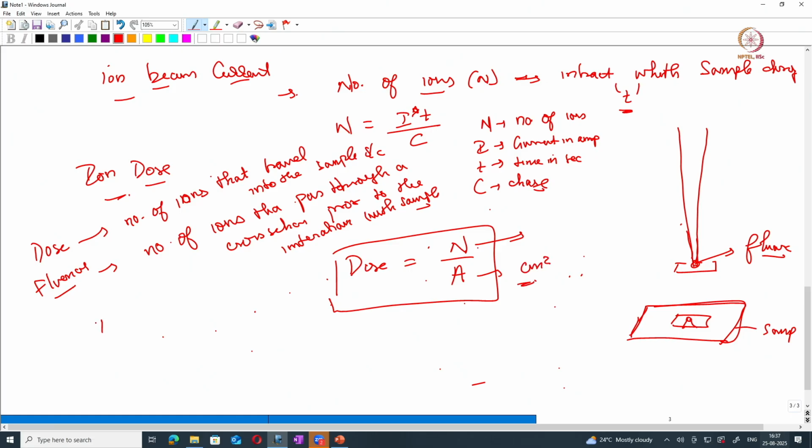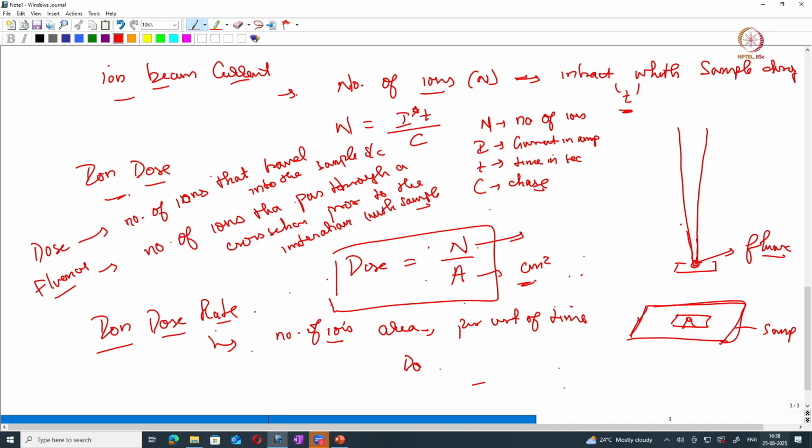Okay, so there is another term which is called ion dose rate, where you involve the time. The dose rate is described as the number of ions that are going through a specific area per unit of time. Okay, so dose rate is given by n divided by a times t. Time is in seconds, area is in centimeter square, and n is the number of ions.